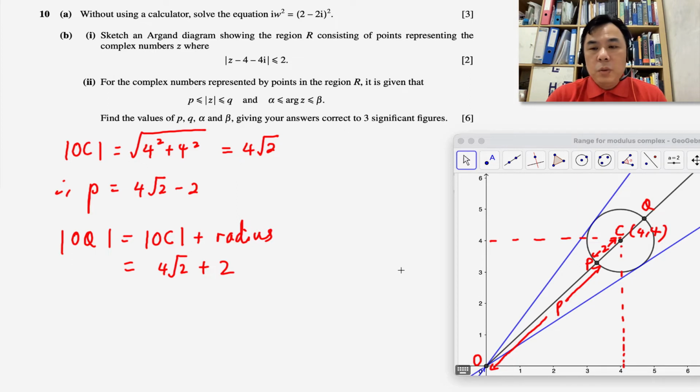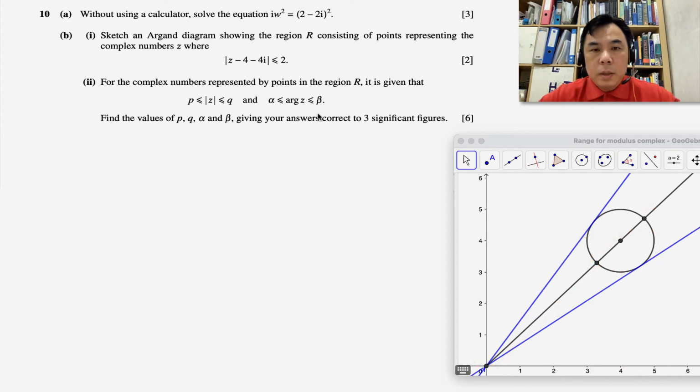Now, next we're going to move on to find the argument. I'm going to show you the argument shortly. Next we're going to answer the second part of this, which satisfies the inequality for the argument. What that actually looks like, I have already drawn the same diagram here. You can see the blue straight line.